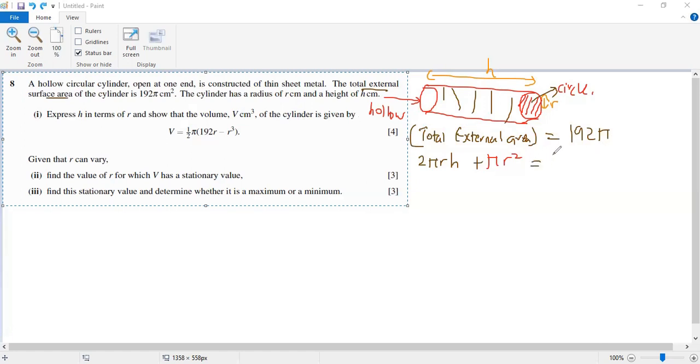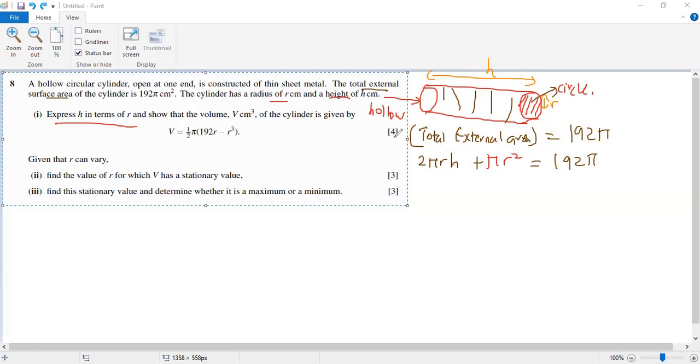Please take note of the small trick here. If it's closed, then it will be 2 pi r square. If it is hollow on both sides, it will be just 2 pi rh. So that is one of the tricks in this question. So with a radius of r and a height of h, express h in terms of r, and that's what we're doing now.